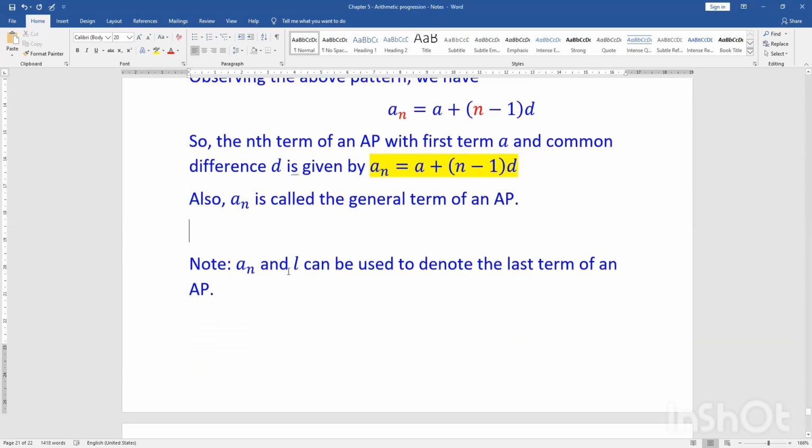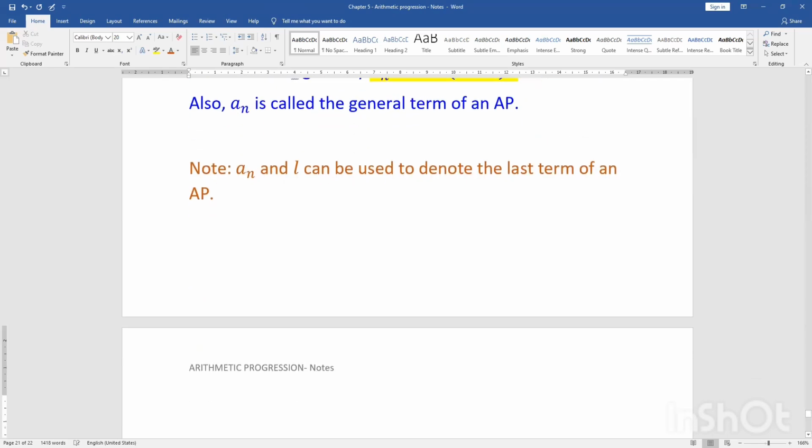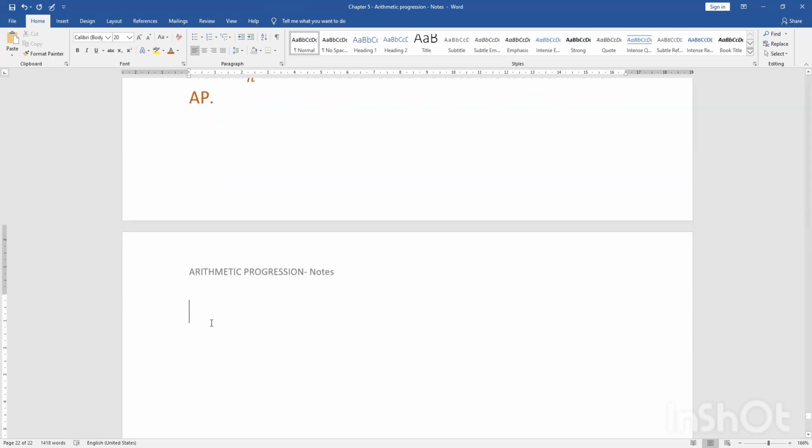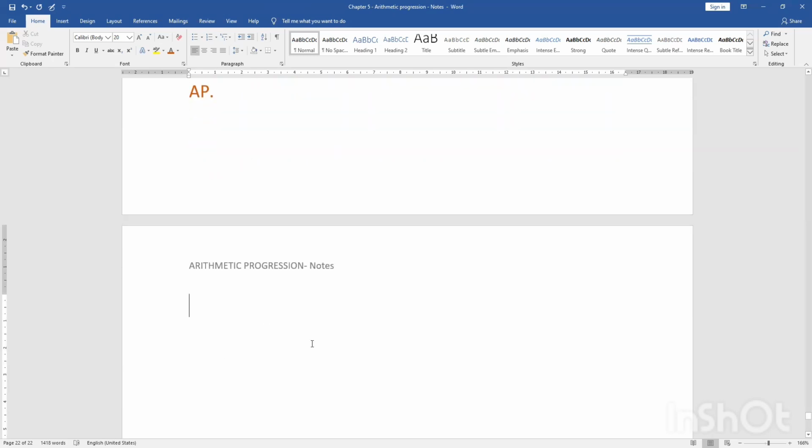So note, An and L can be used to denote the last term of an AP. I'm going to put it in a different color, just for understanding purposes. Note, An and L can be used to denote the last term of an AP. When we take up some problems, you're going to understand how we are going to use this L and An. Right, children? Now we go for the one worked example in the textbook.